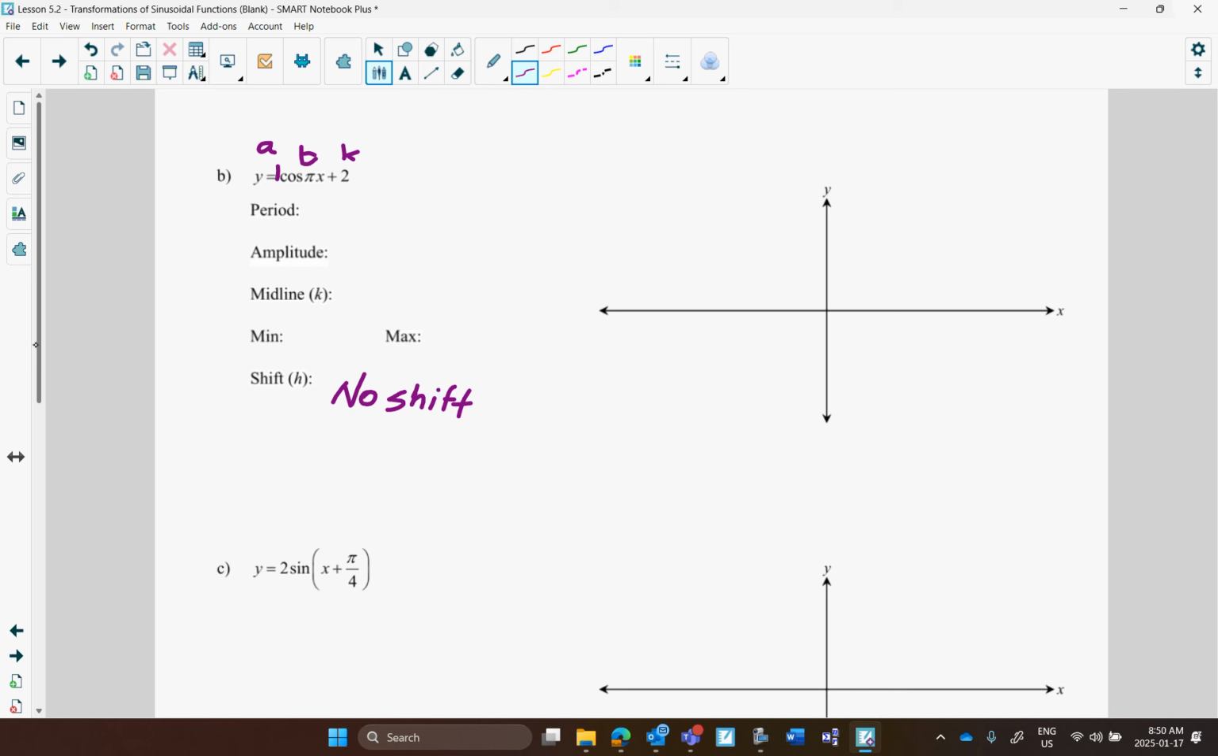All right, let's go to the midline first. What's the midline? The midline is the value of K. The midline, we're going to move it up to y equals 2. So here's our midline. So this is 2. This is 1.